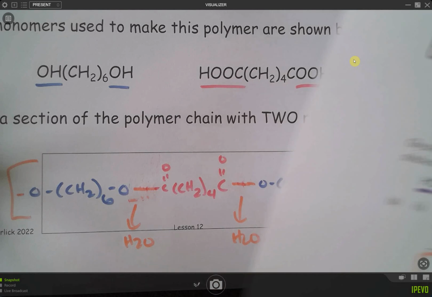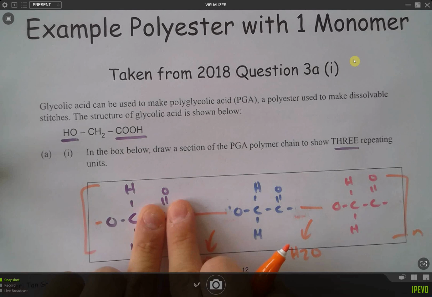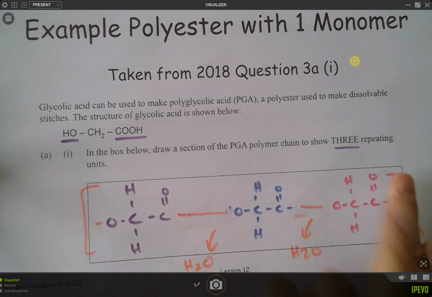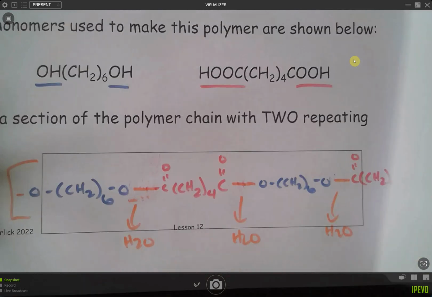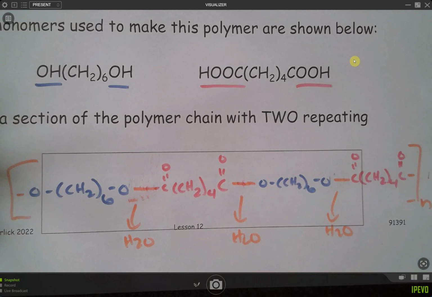In this example, you see how you have the single bonded oxygen and then the double bonded oxygen, single, double, single, double. So it alternates back and forth. In this case, you get the doubling and then the alternate, doubling and then the alternate. Does that make sense? And that's how you can identify if you have 1 monomer or 2.